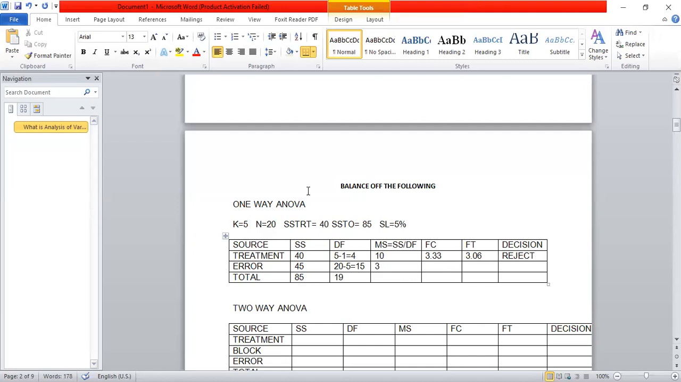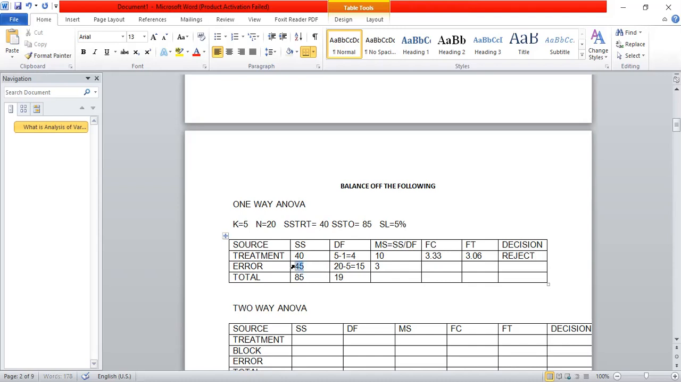Okay, let's have a recap quickly. We're just learning how to balance up. We're given the K, which is the number of columns, then N, the total sample size, and SSTRT, sum of square treatment, and SSTO, sum of square total. So our sum of square treatment was 40, we put 40 there. Sum of square total was 80, we put 80 there.